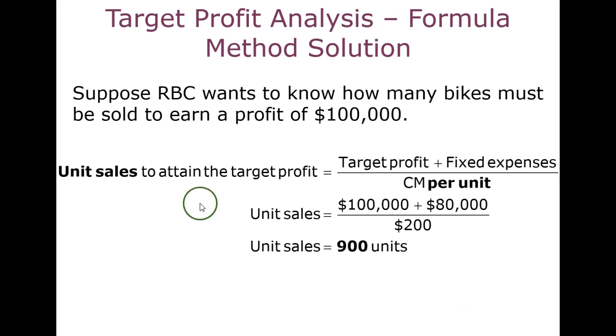So if we would like to have $100,000 in profit, we add that to the fixed cost. So we have $180,000 in the numerator. Let's divide by the contribution margin per unit of 100. And so we have to have unit sales of 900 units. Not to break even, but to go way past that and have a profit of $100,000. So this is a quick way to find how many units we have to sell if we want to hit a certain targeted profit amount.